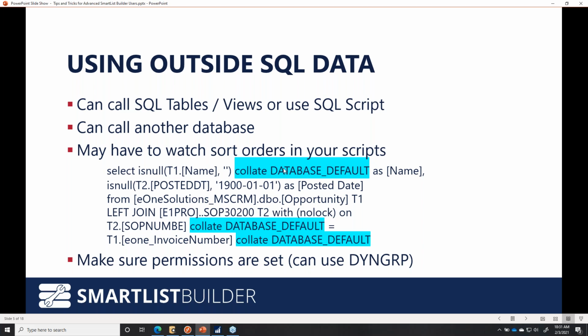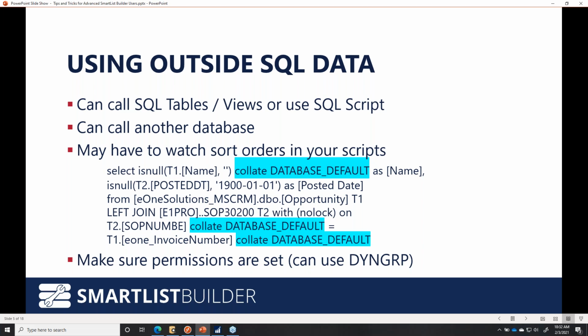If I try and add a CRM table into SmartList Builder as just a SQL table, it doesn't work because GP doesn't understand that sort order. So if you're trying to pull external data in like that, you can as a SQL table, you can as a SQL script, but sometimes things like that in SQL just are beyond our control, and we have to work within those means.